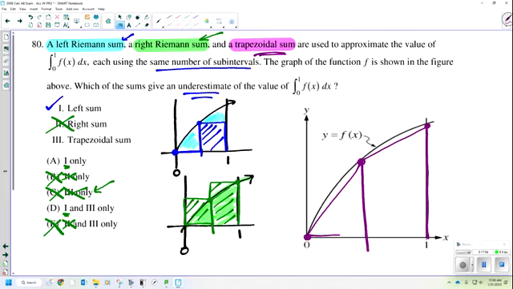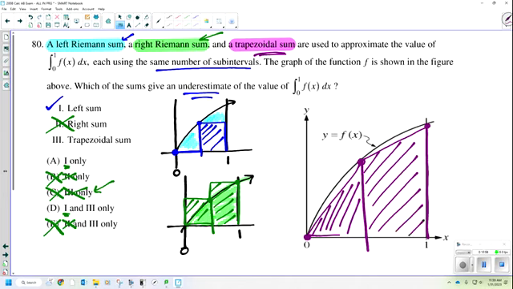So I'm doing this. That's one trapezoid. Here's another trapezoid. There's some stuff right above the trapezoid that's under the curve that I don't get. So it will really be less than the actual area, which means that will also be an underestimate. So it's 1 and 3, which is choice D.